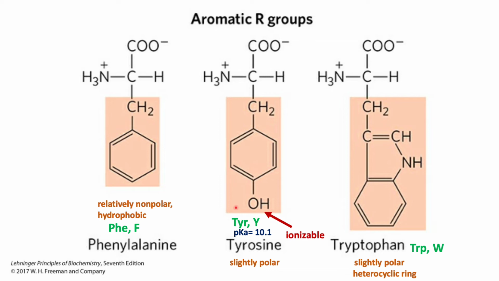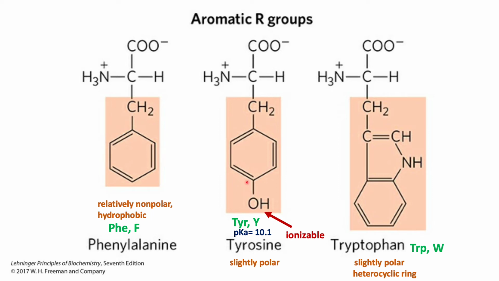Now, when we talk about the aromatic R groups, we have 3 of them: phenylalanine, tyrosine, and tryptophan. Phenylalanine is relatively nonpolar and hydrophobic because if you take a look at this molecule, we do not have any charges in the R group, and we do not have any highly electronegative atoms in the R group.